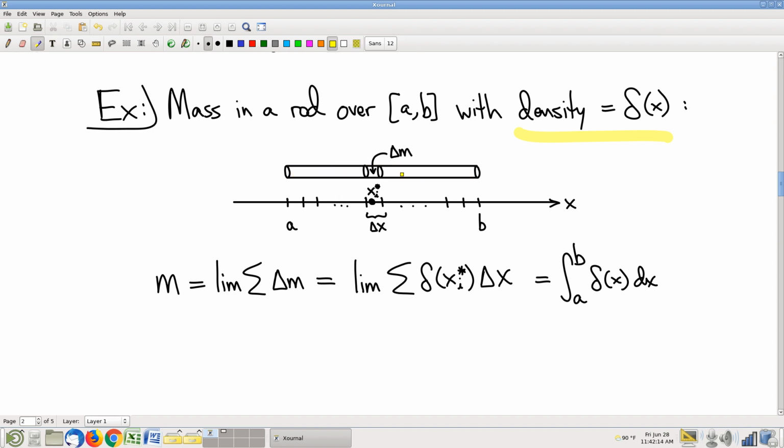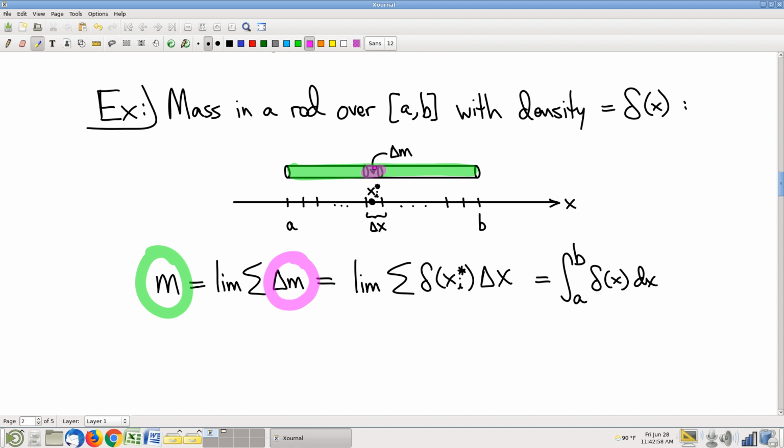Okay, so how are we going to compute the total mass? I can't just multiply density times size because the density varies. So the big idea is we're going to take this interval from A to B and chop it up into little pieces in the usual way. And we make the modest assertion that the total mass in this rod is the sum of the masses of the little pieces that you get when you chop up the rod. And again, this is a very modest assertion. The total mass is the sum of the little pieces of mass.